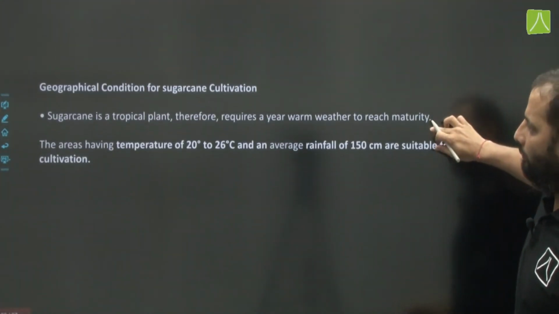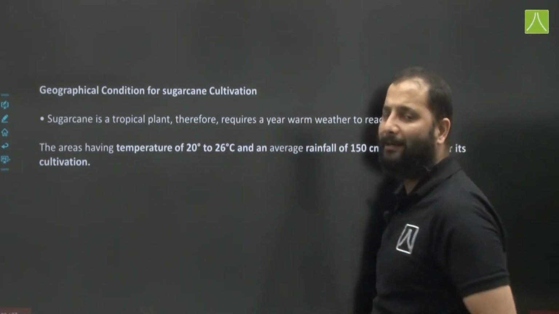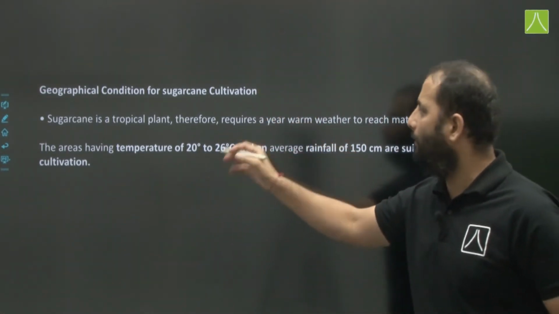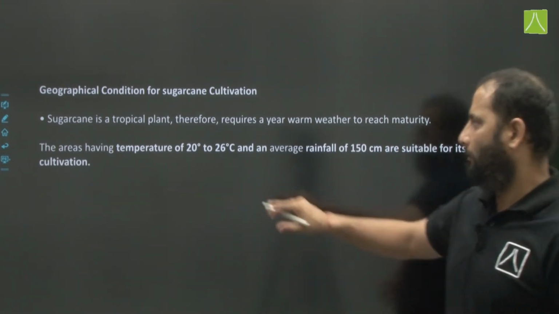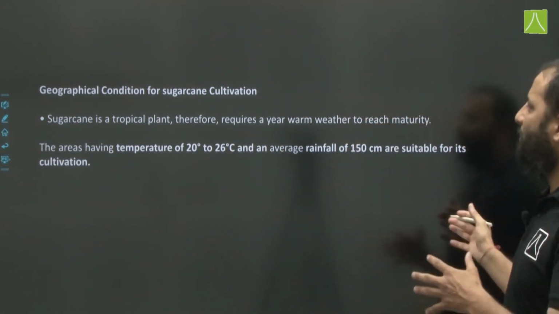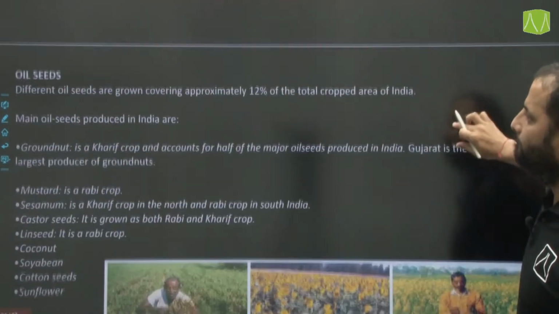Now again, geographical conditions which are required for sugarcane cultivation. It is a tropical plant, therefore requires a warm weather to reach maturity, 20 to 26 degrees Celsius, and an average rainfall between 150 are suitable for its cultivation.